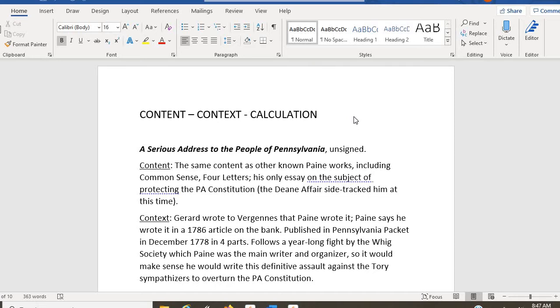Content means: do the philosophy and the politics of the article fit with other works of the author on that particular subject in that particular time?